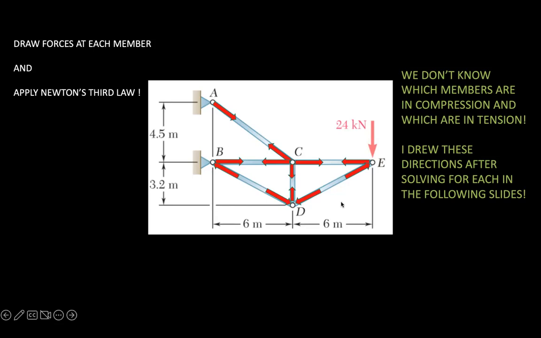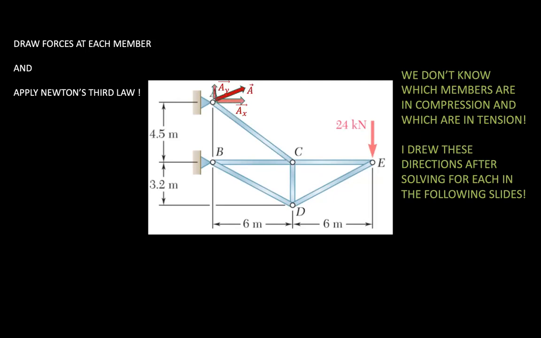As you can see, focusing on each of the members, member CE, this is a Newton pair force. And then member DE, also a Newton pair force, except this one is in tension. Member CD, which is in compression, a Newton pair force. Member BD, in tension, a Newton pair force. Member BC, in compression. Member AC, in compression.